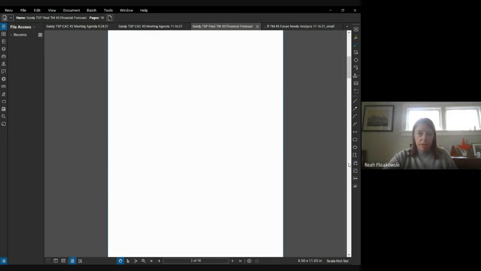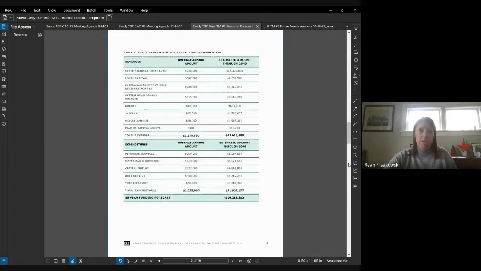And honestly, I think the easiest way is just to jump to this table that we have put together here. So first we looked at revenues. One of the ways the city receives the majority of the money for transportation is through the State Highway Trust Fund. And that is your share of gas tax that's collected statewide, and it's distributed based on your population. So we are estimating that the city would continue to get about $720,000 a year. And if we inflate that through 2040, it's just over 18 million. So that's a pretty significant revenue source.